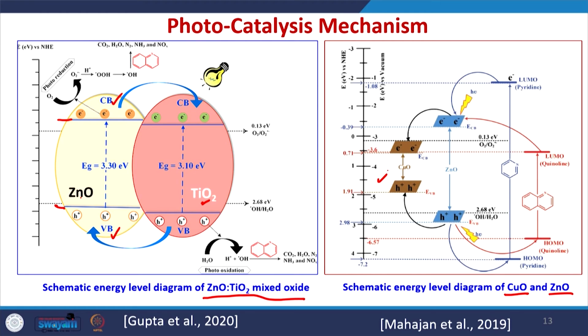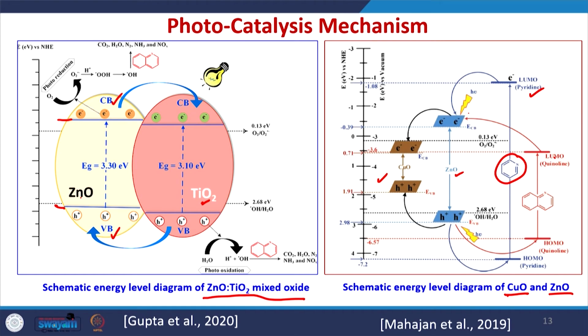For copper oxide the band gap levels are shown, for zinc oxide the band gap levels are shown, and for pyridine their LUMO and HOMO levels are shown, and similarly for quinoline. So, if copper oxide and zinc oxide are mixed together, different levels are created, and similarly for pyridine. So, there are different possibilities of interactions.